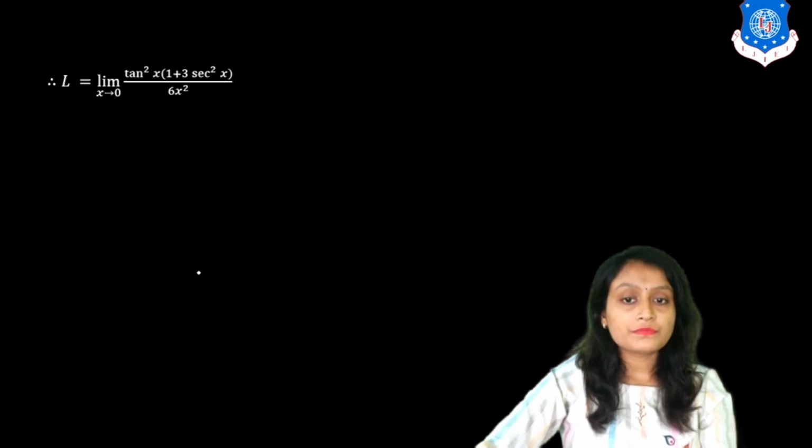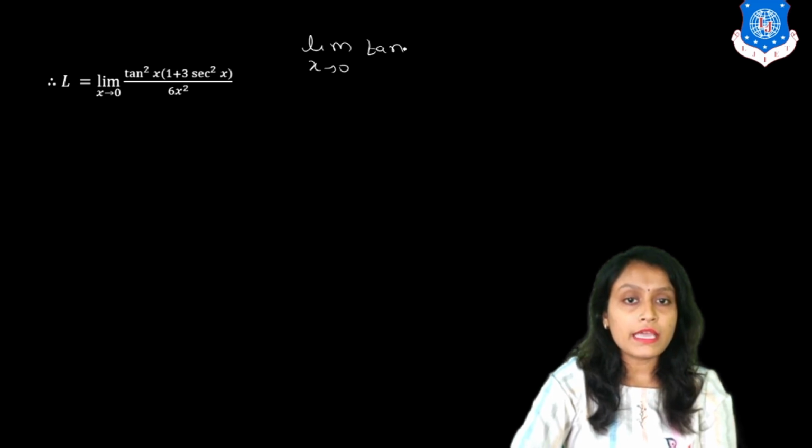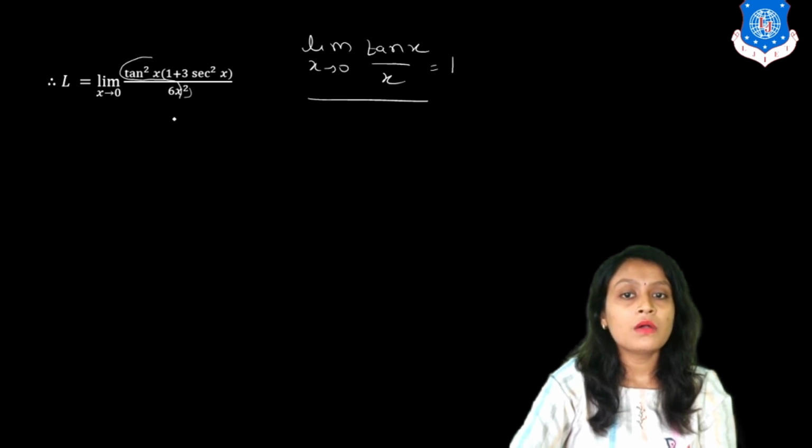Now take tan square x common, so you will get 1 plus 3 sec square x upon 6x square. Now we know this limit, that is limit x tends to 0, tan x upon x is equal to 1. So we will use this formula here. So this tan square x upon this x square will become 1. So what will remain is 1 plus 3 sec square x upon 6.